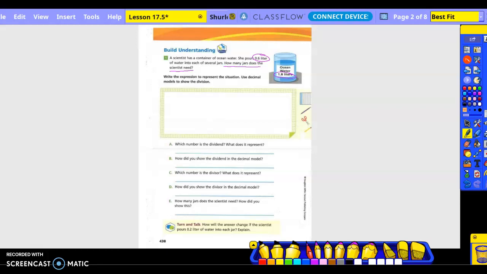Just remember, what I do, you do. So 1 8/10 divided by what? 6/10 equals our answer, right? Okay. And then they want us to use a model to show that. So how am I going to represent 1 8/10? 1 flat and 8 longs.